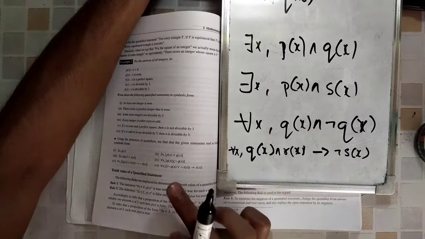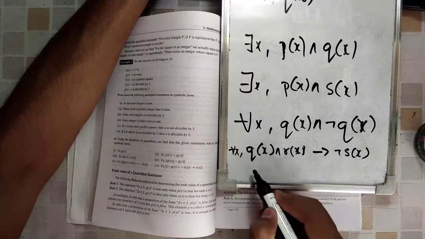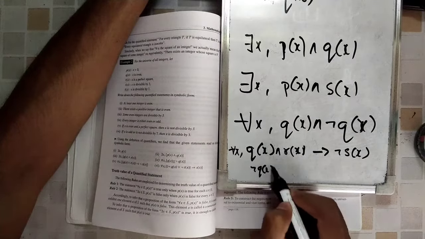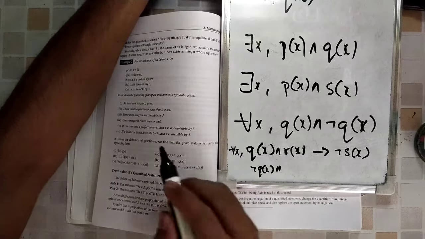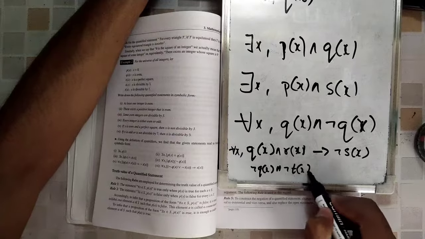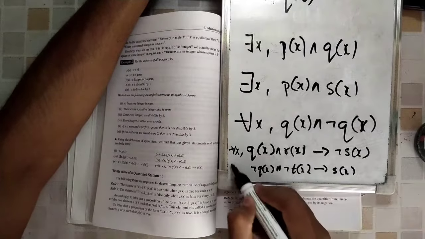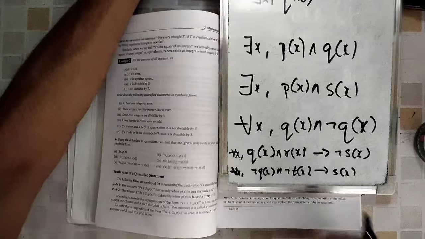Similarly, if x is odd, meaning negation of q of x, and not divisible by 7, negation of t of x, then x is divisible by 3, which implies s of x. This also will be for all x. Very simple question, right? Over, done. Here, only one question was there.